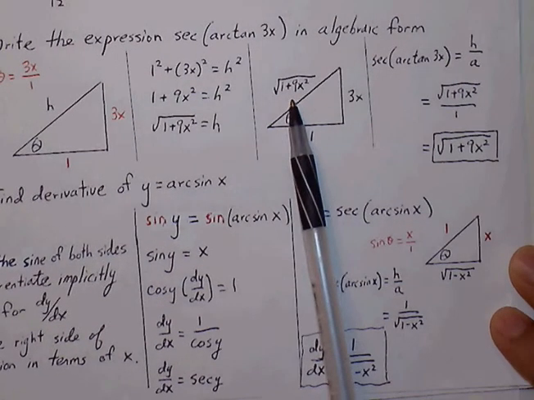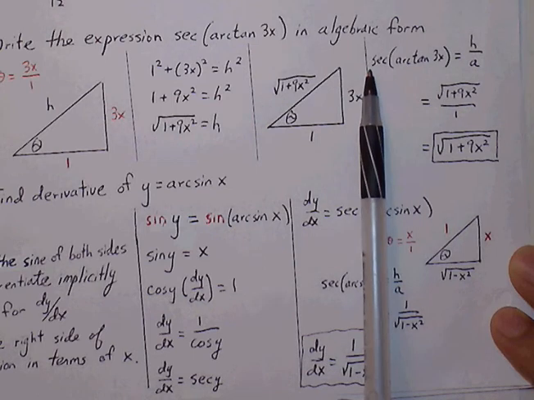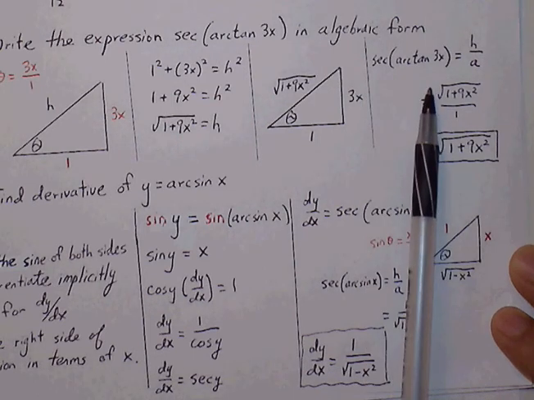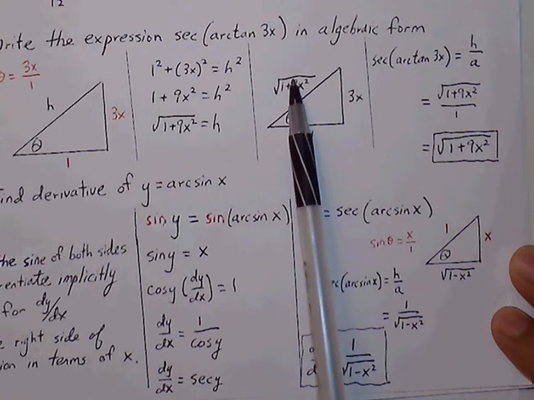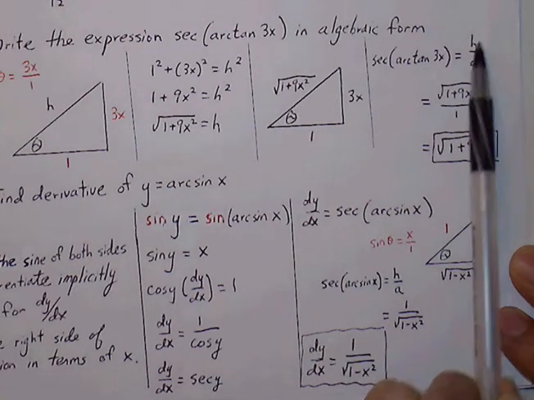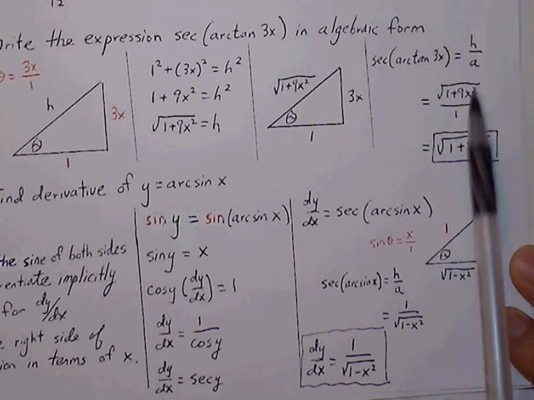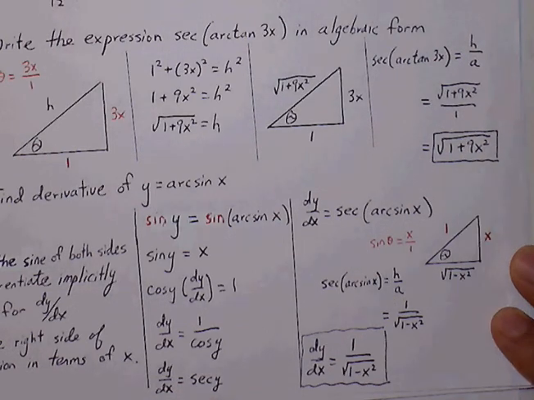Now we want to find the secant of the angle whose arctangent is 3x. Secant of the angle will just be hypotenuse over adjacent. So the square root of 1 plus 9x squared over 1 is simply the square root of 1 plus 9x squared.